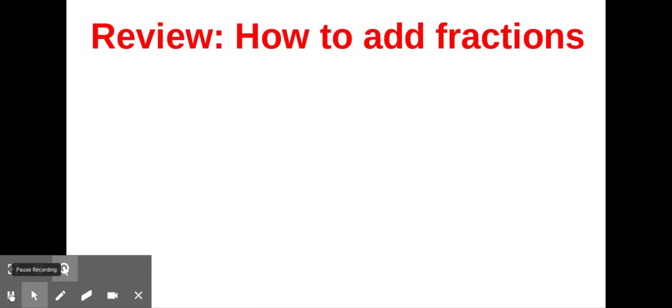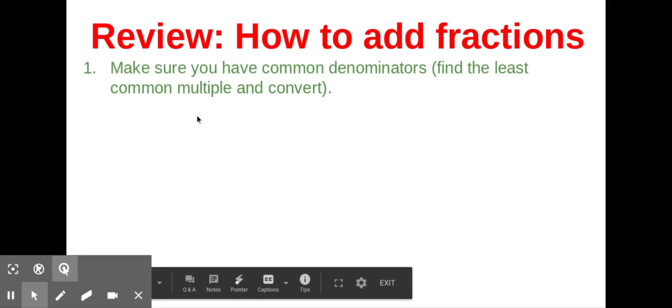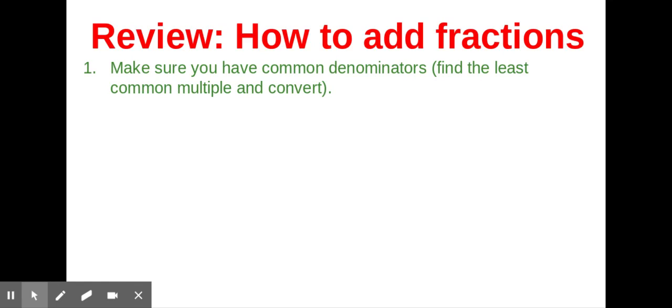So we're just going to go ahead and start off with that review. So adding fractions. The first rule is that you need to make sure that you have a common denominator. That's the number on the bottom of a fraction is the denominator. Remember, the top is numerator, bottom is denominator. So we have to have a common denominator, or the denominator needs to be the same. So let's practice doing that.